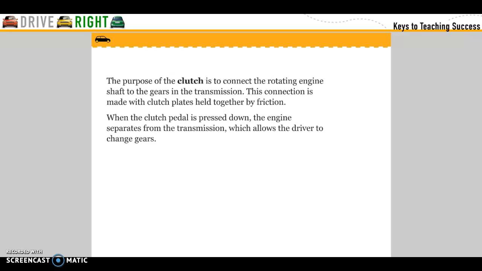The purpose of the clutch is to connect the rotary engine shaft to the gears in the transmission. This connection is made with a clutch plate held together by friction. When the clutch pedal is pressed down, the engine separates from the transmission, which allows the driver to change gears.